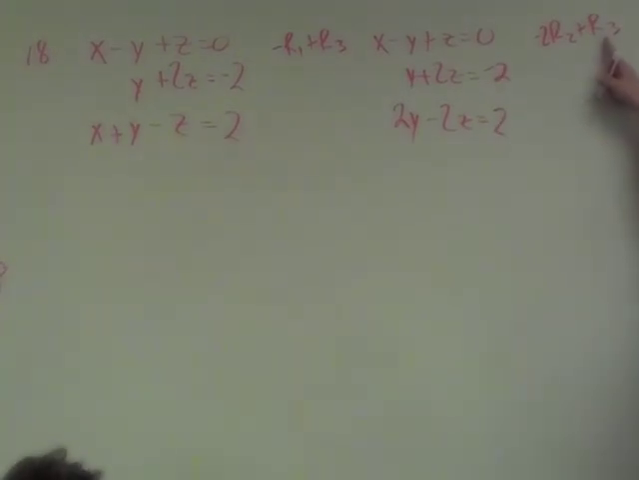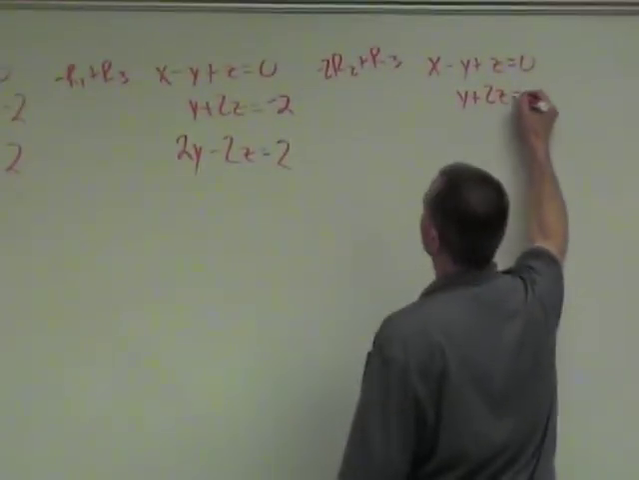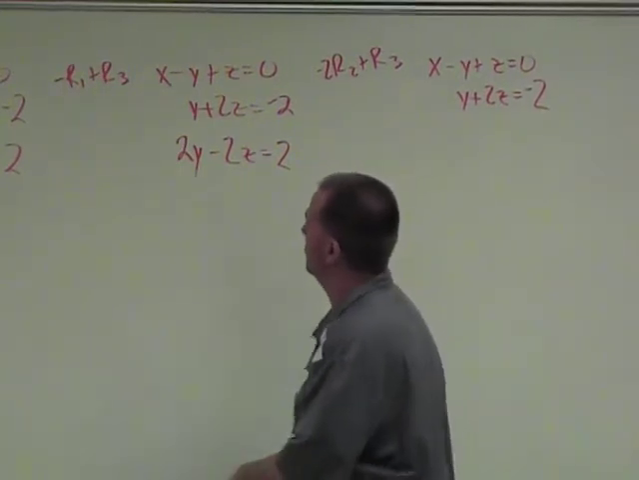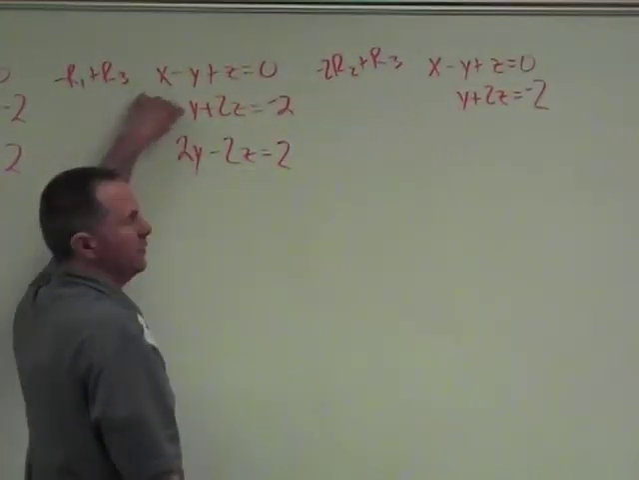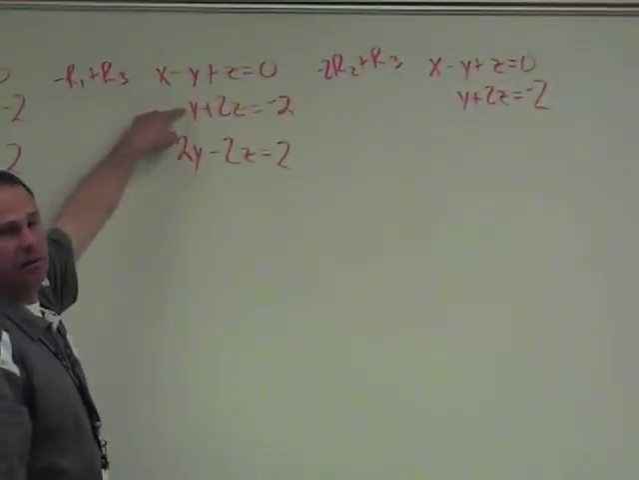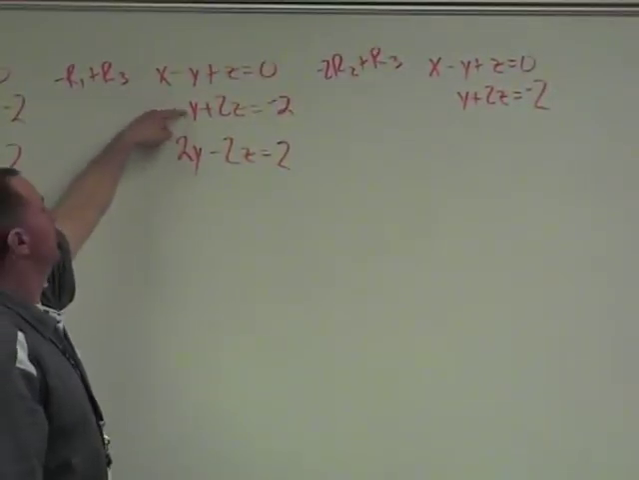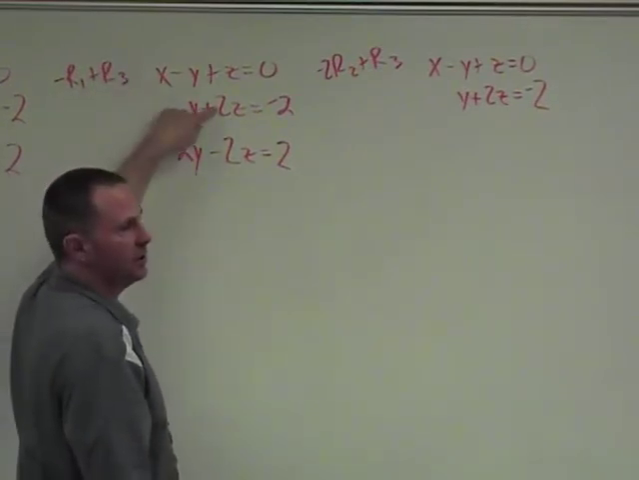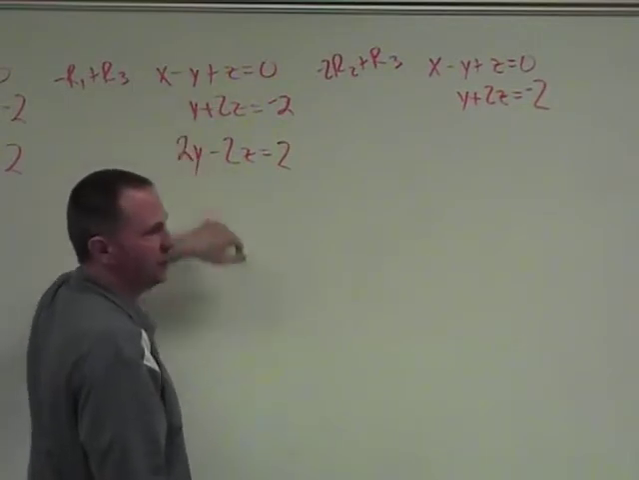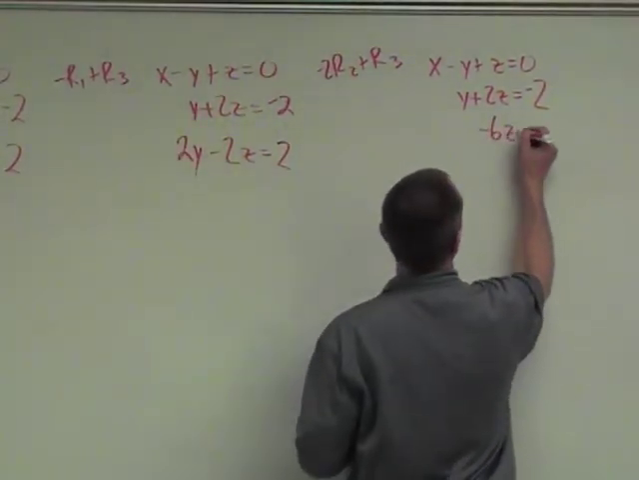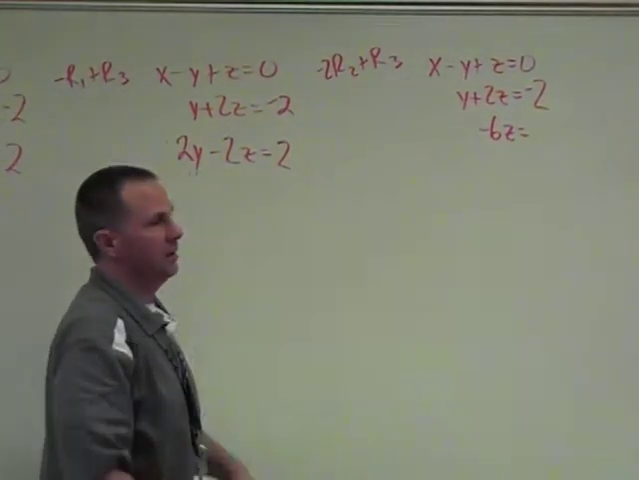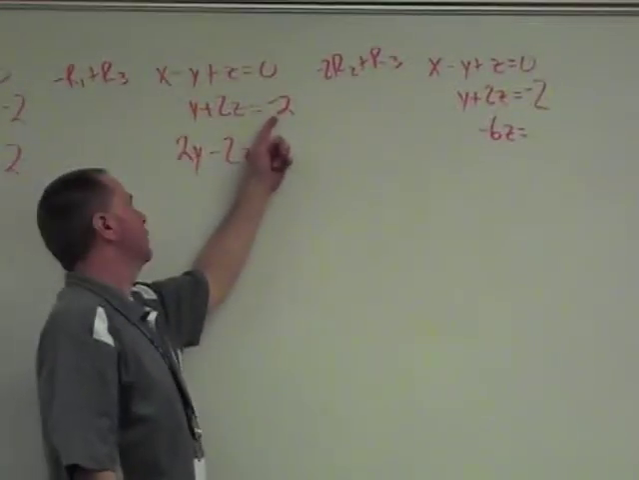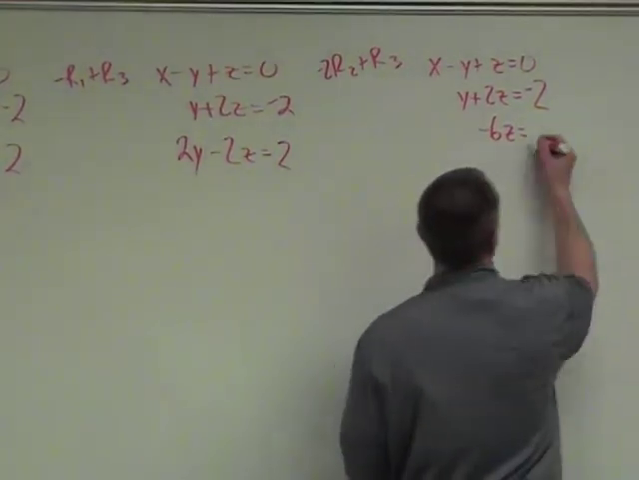This is what I'm changing. So the first two rows stay the same. So I do the operation. Negative 2 times y is negative 2y. Negative 2y plus 2y is 0. The y's go away. Negative 2 times 2 is negative 4. Negative 4 and negative 2 is negative 6z. Negative 2 times negative 2 is positive 4. Positive 4 plus 2 is 6.